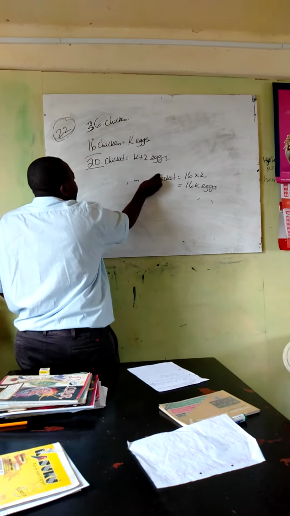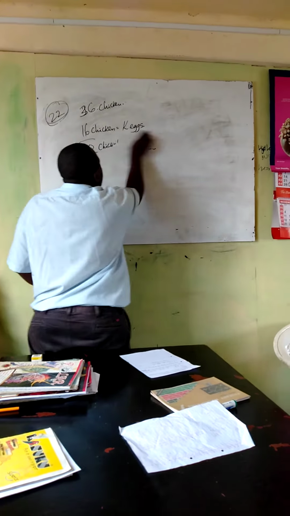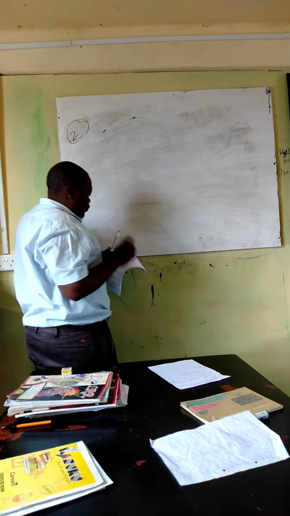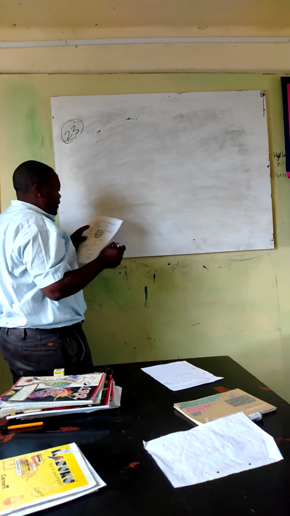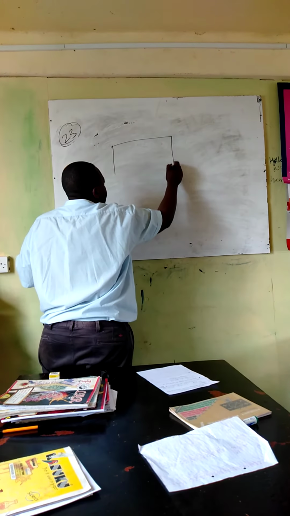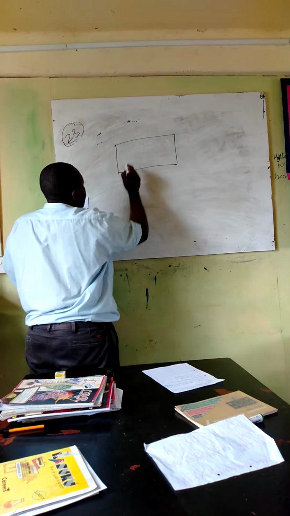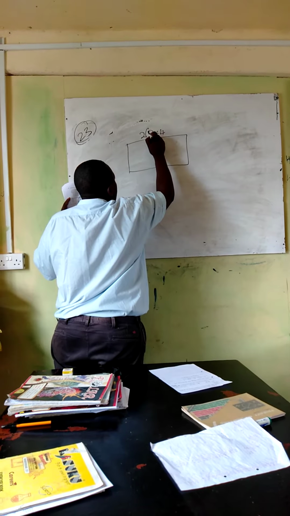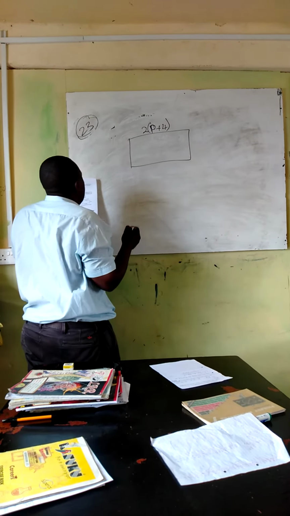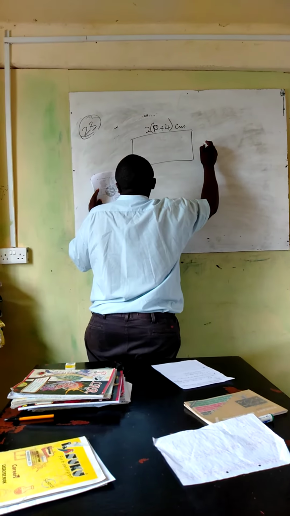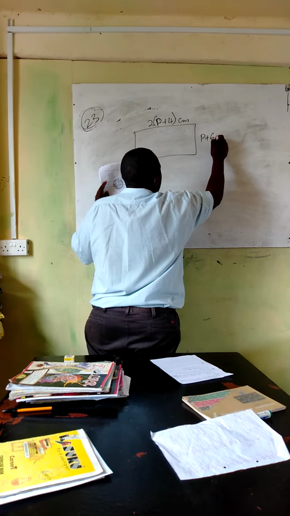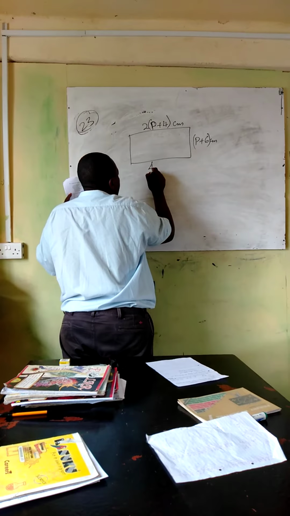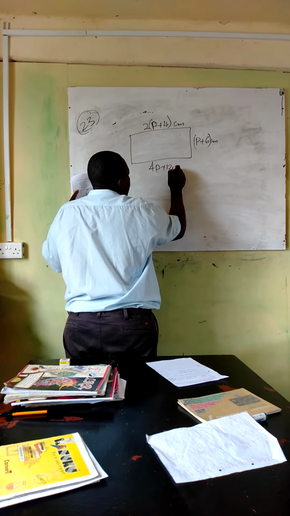Question 23 will also be an algebra question. Then we go to 24, and once we are through with that, 25. So question number 23, we have a rectangle. This side is 2 times (p plus 4) centimeter, and this other side is p plus 6 centimeter. And this side can also be expressed as 4p minus 12 centimeter.